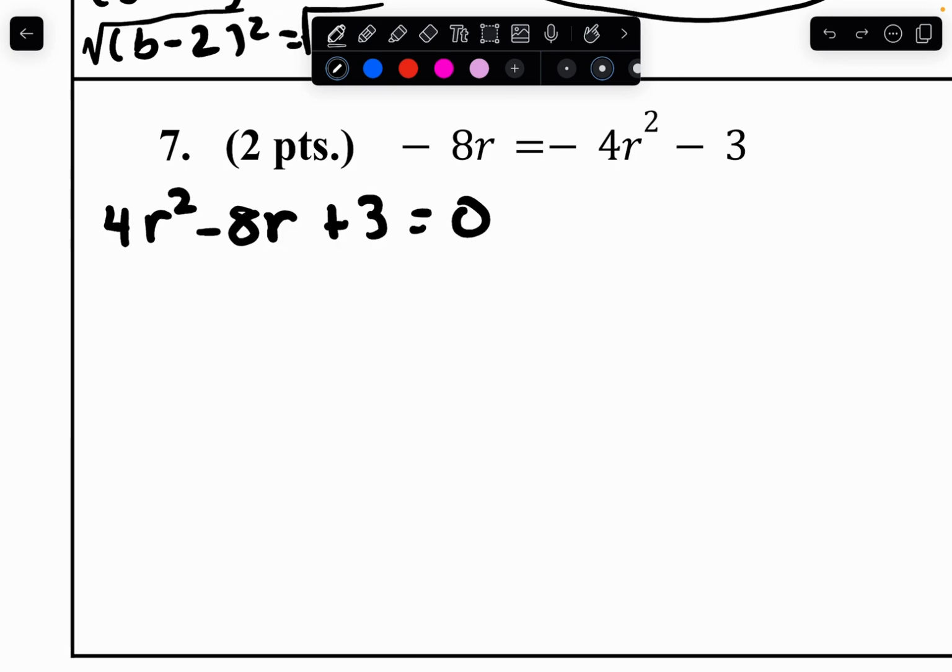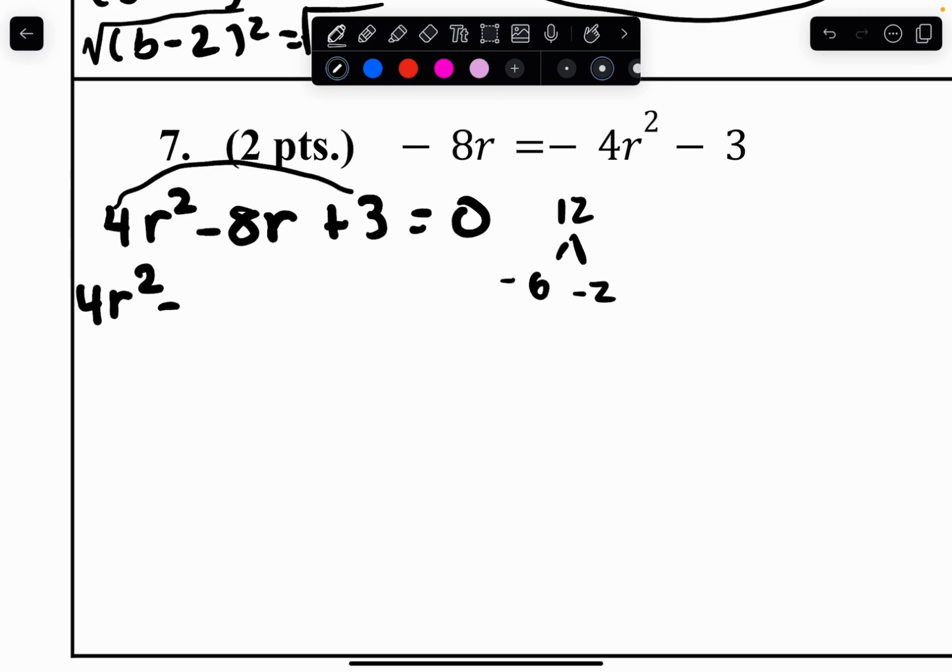And I know that 4 is not going to divide 3, so this is going to be an instance where I have to factor it by splitting the middle term. So I'm going to do 4 times 3 is 12, and negative 6 times negative 2 is 12, but also added together gives us negative 8. So I'm going to factor it by splitting the middle term.